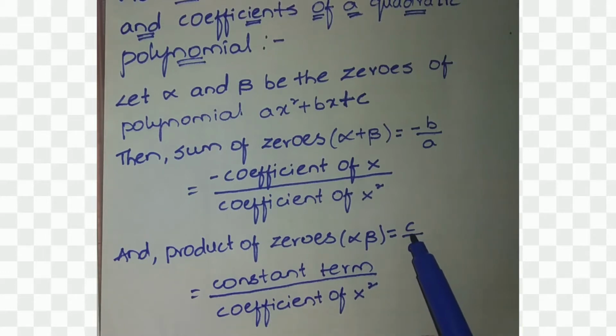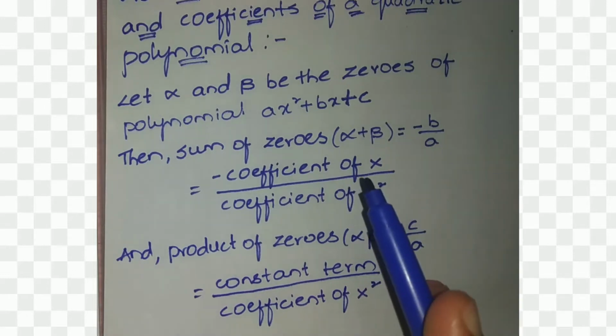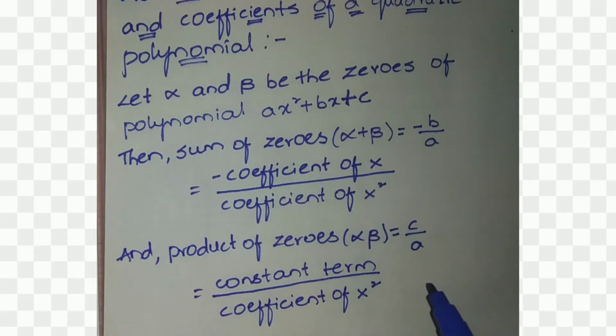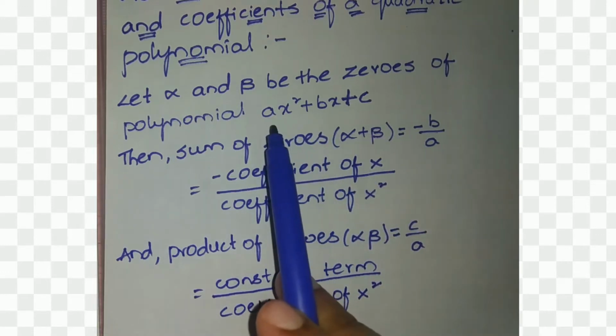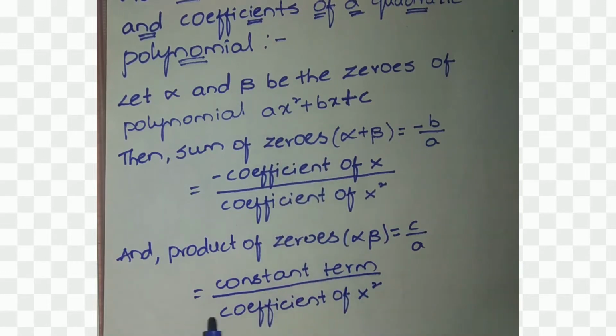Here c is nothing but the constant term and a is nothing but the coefficient of x square, right? As you can see, the coefficient of x square is nothing but a. So the product of zeros alpha into beta is nothing but constant term by coefficient of x square, which is nothing but c by a.